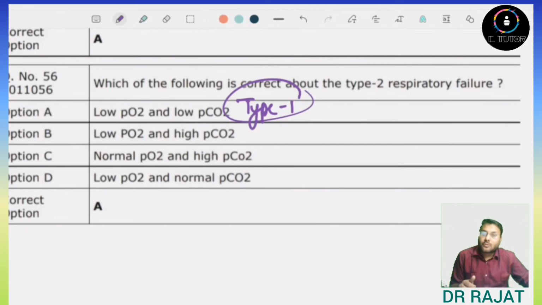Option number B, low PCO2 and high PCO2. Yes, this is type 2 respiratory failure. It is also called hypercapnic respiratory failure.